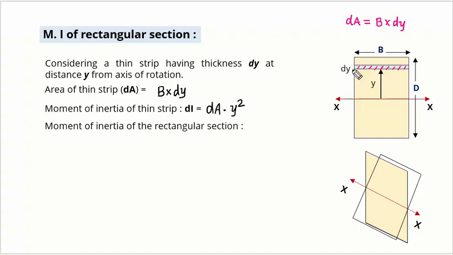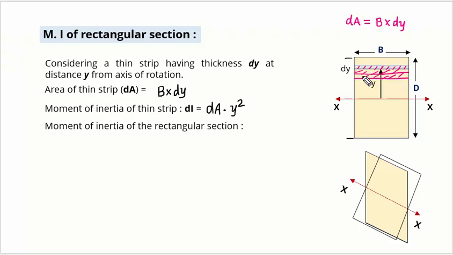So we have got the moment of inertia of a thin strip. Now I would like to find the moment of inertia of the entire rectangular section. Since this rectangular section is continuous, I can integrate the moment of inertia of the thin strip starting from the top of this rectangle to the bottom of this rectangle, and we can take various thin strips like this. We keep on adding from top to bottom.